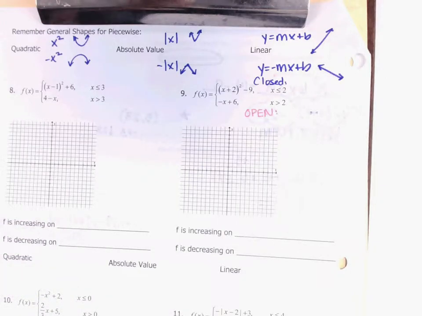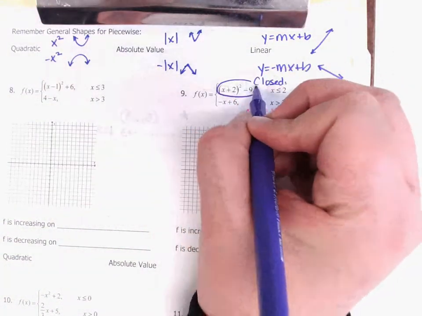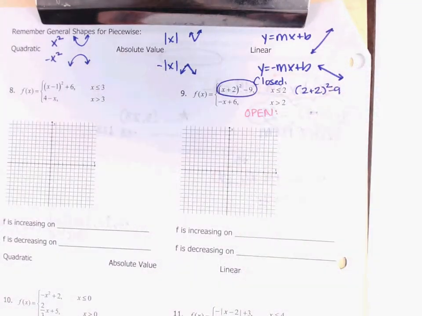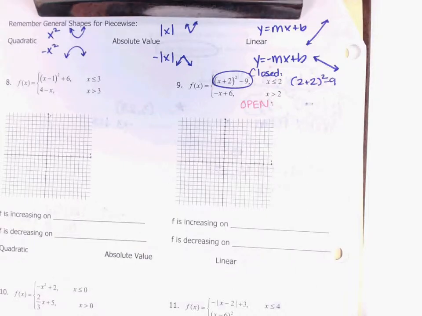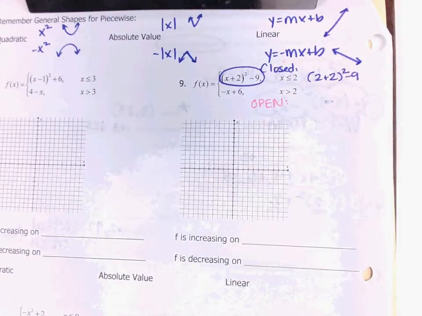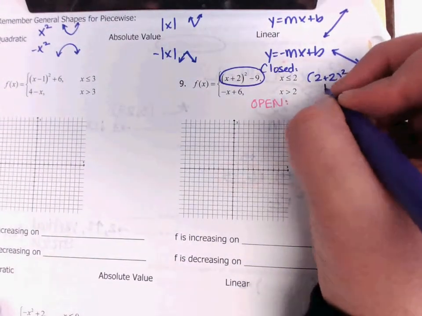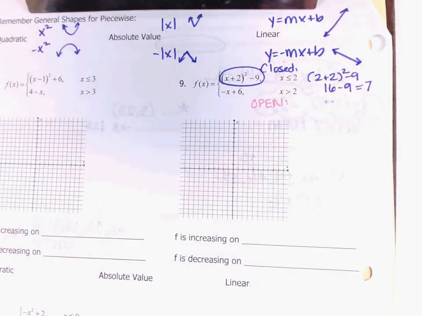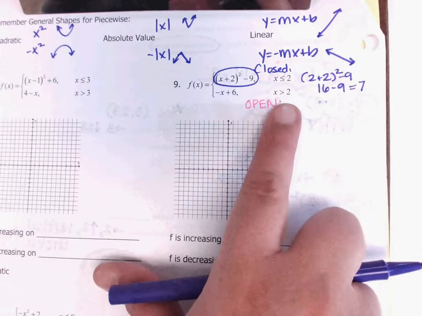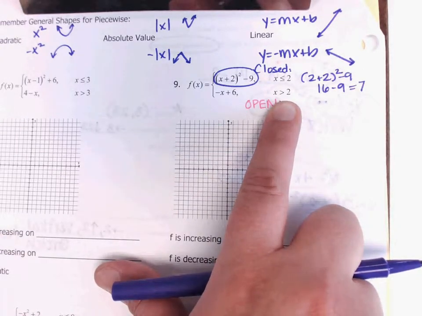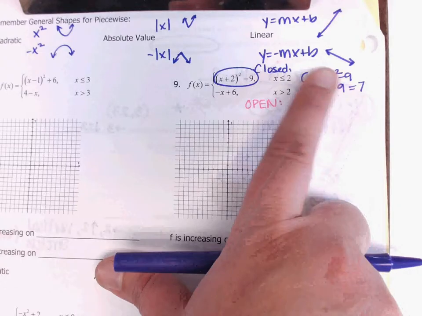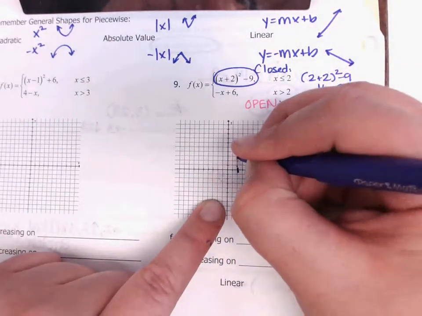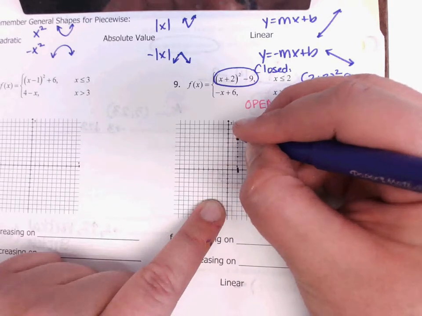I'm going to plug in 2 to this guy. So I'd have 2 plus 2 squared minus 9. What's 2 plus 2 in the middle? 4. Okay, what's 4 squared? 16 minus 9, how many? 7. So I'm going to go to x equals 2, the number I plugged in. I'm going to go up to 7. I'm going to put a closed dot. So 2 is here. 1, 2, 3, 4, 5, 6, 7 is here. Closed dot.